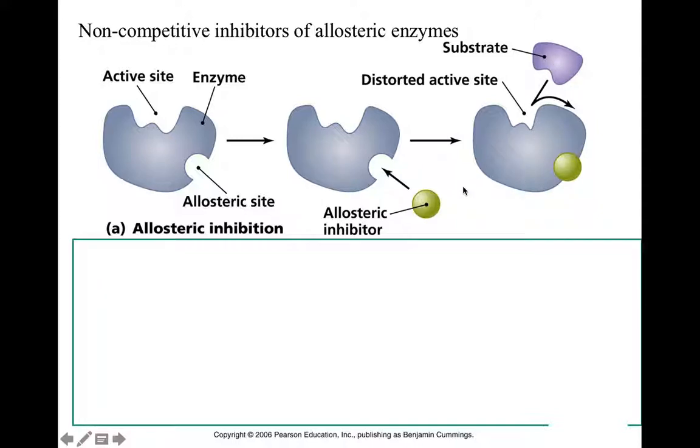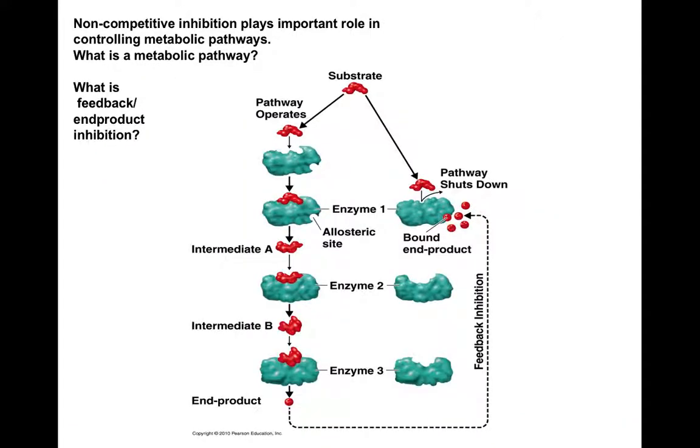And non-competitive inhibitors, cells will make non-competitive inhibitors to control the activity of enzymes they've made. But always, you guys, if a cell makes an inhibitor, remember, it's always reversible. It binds, releases, binds, and releases, and binds, and releases. So where cells will use these non-competitive inhibitors is in a phenomenon called feedback or end product inhibition.